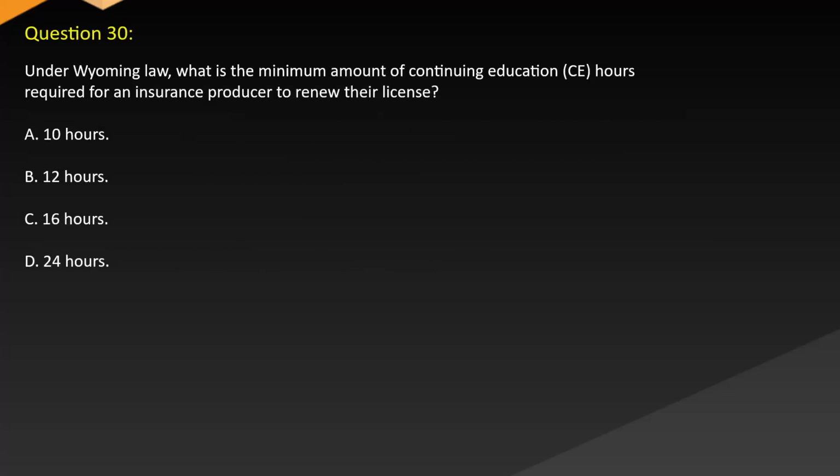Question 30. Under Wyoming law, what is the minimum amount of continuing education (CE) hours required for an insurance producer to renew their license? A. 10 hours. B. 12 hours. C. 16 hours. D. 24 hours.